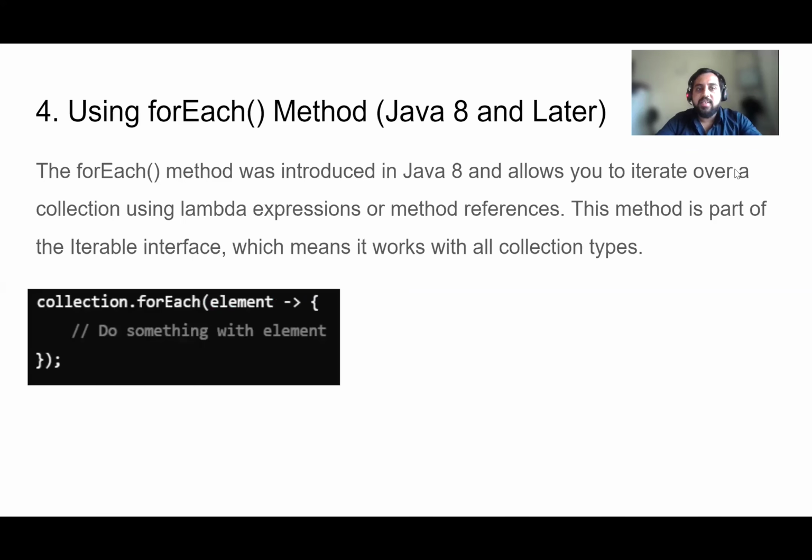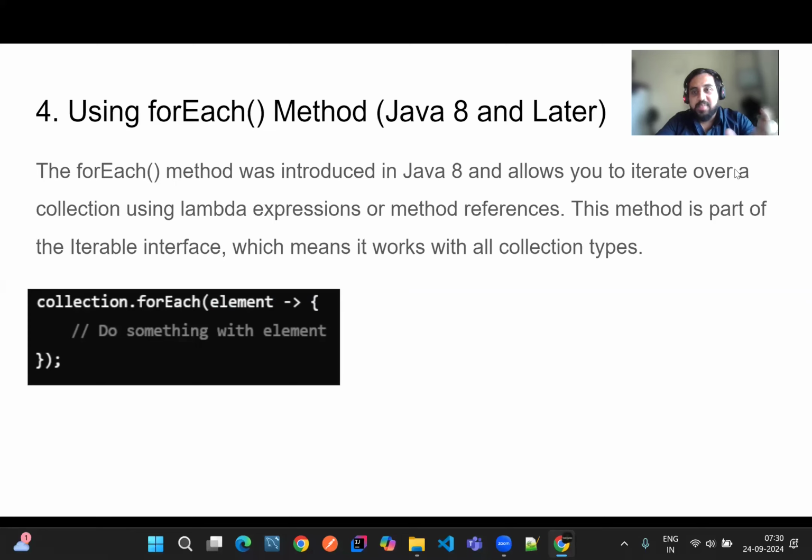So let's see another method, that is the forEach method. This came after Java 8. It's one of the Java 8 features. The forEach method was introduced in Java 8 and allows us to iterate over a collection using a lambda expression. What do you mean by lambda expression, guys? I will talk about it deeply when I go into Java 8 features. For the time being, think of a lambda expression like this: instead of writing a method definition, method body, method parameters and everything, we can directly write it in a single line. It's a shorthand of method declaration.